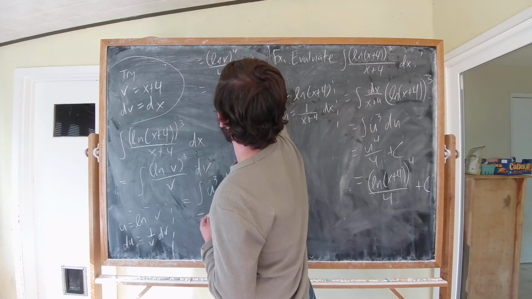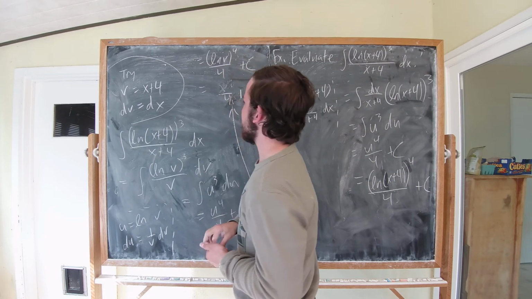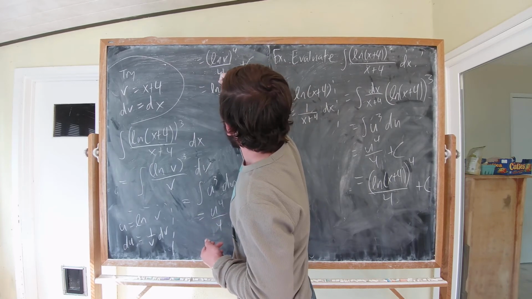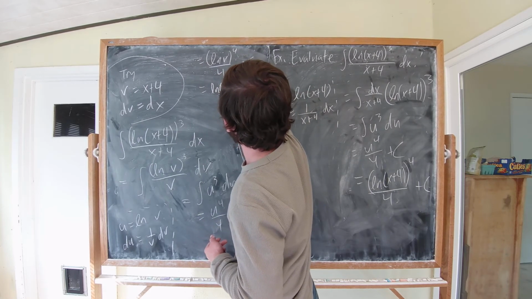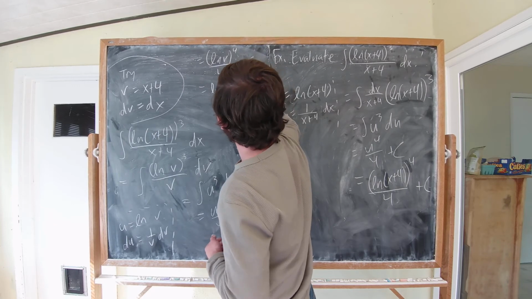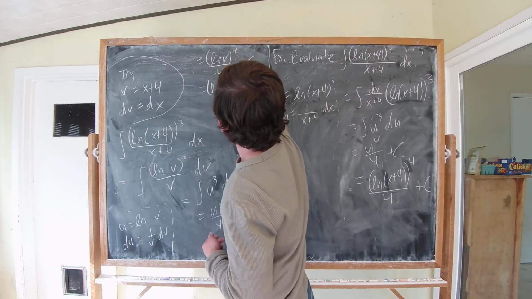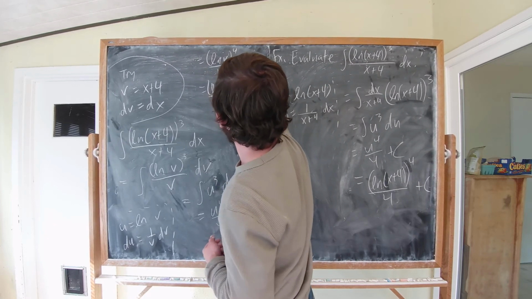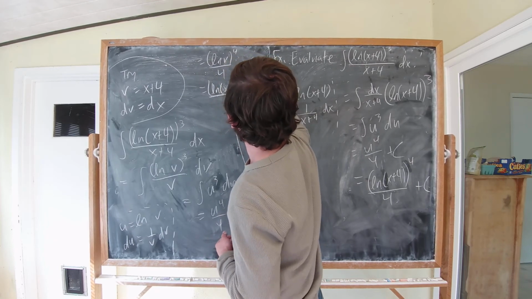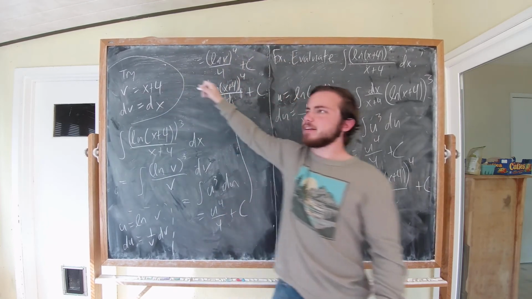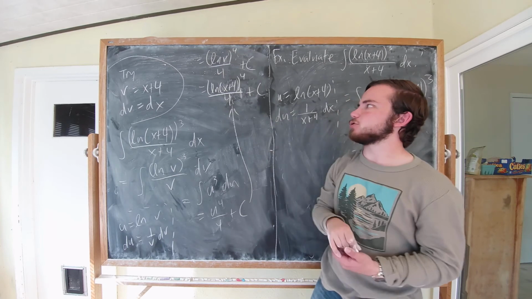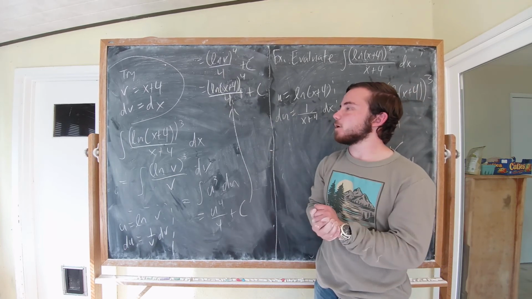Or sorry, not x to the fourth, gosh. What am I talking about? Natural log of x plus 4, that's what our v is, to the fourth, all divided by 4 plus c, right? Using that substitution right there.